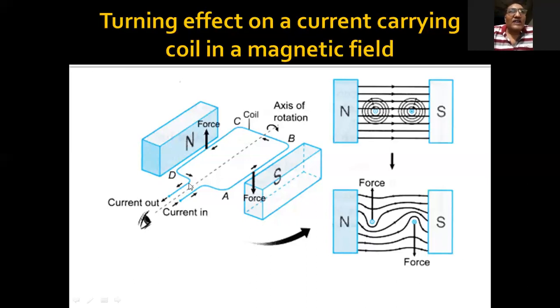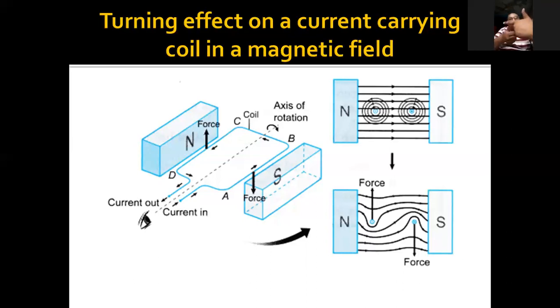Okay, now consider the CD, the side CD of the coil. The current is coming from C to D, and the magnetic field is from north to south. So apply the left-hand rule.